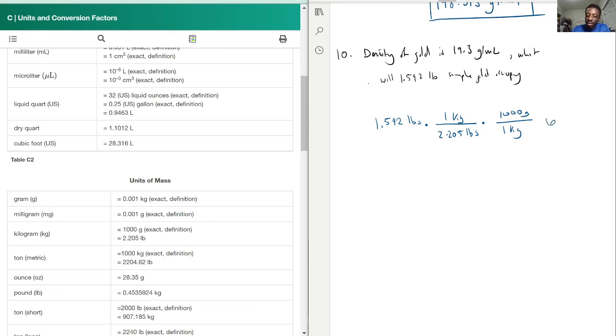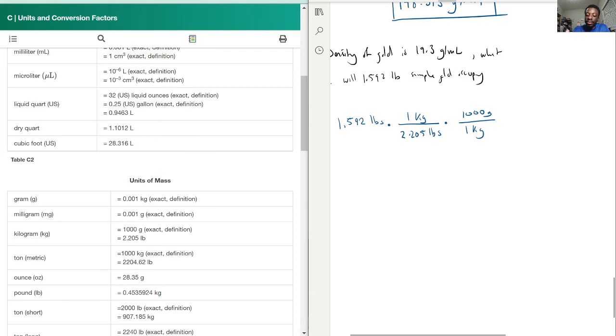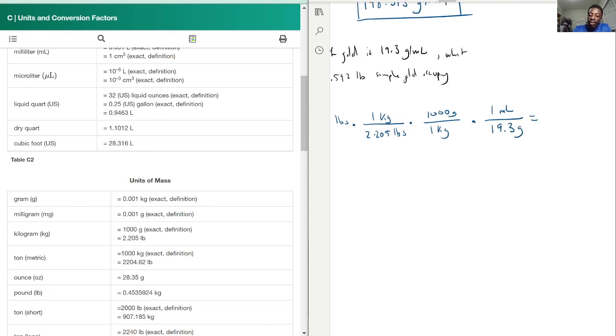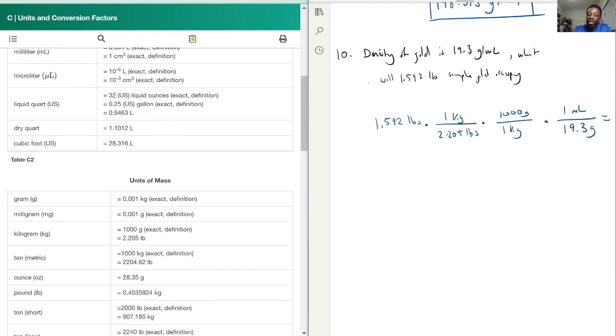So the next thing we have to do is go from grams to mils using the density. Density says 19.3 grams per mil. So that means per 1 mil, there's 19.3 grams. Okay, so now if we check through, all our units should cancel out to where we're just left with mil, which is correct. So we're going to multiply all our numerators, which is going to be 1.592 times 1,000, divided by all our denominators, which is 2.205 and 19.3.